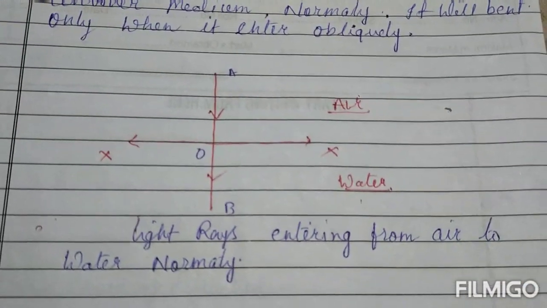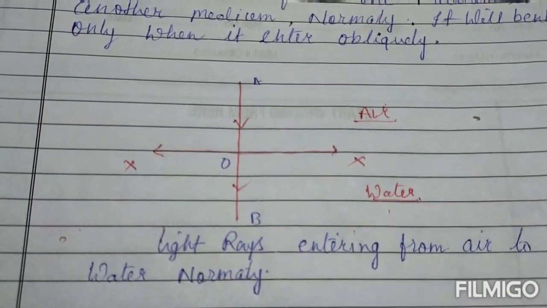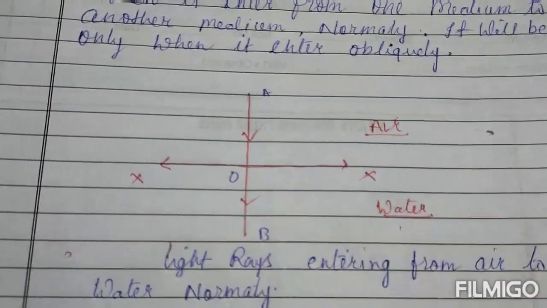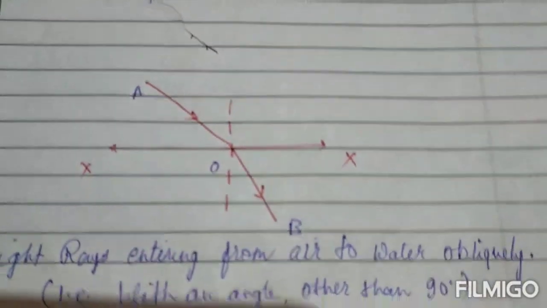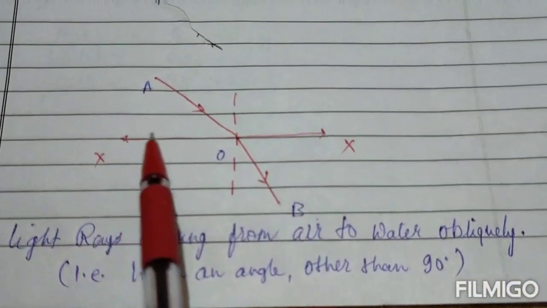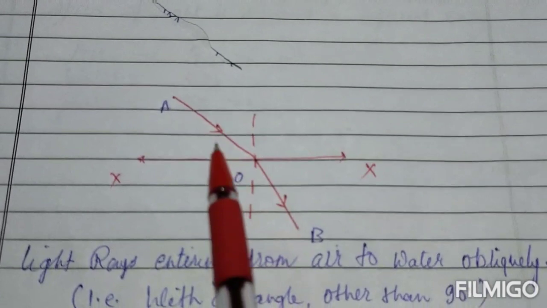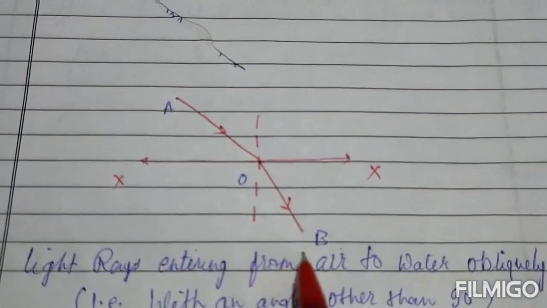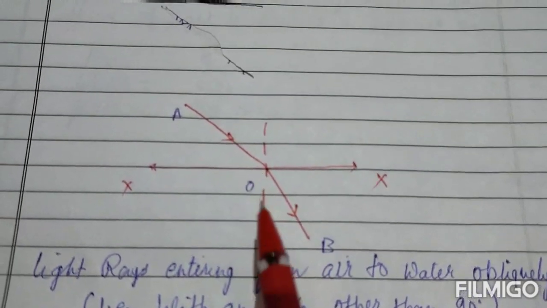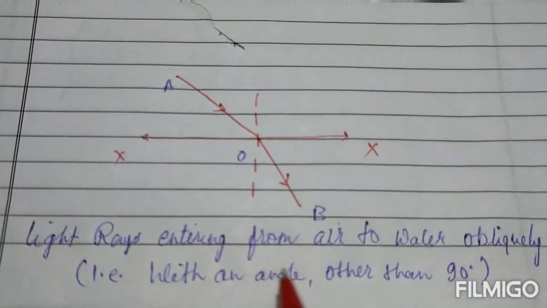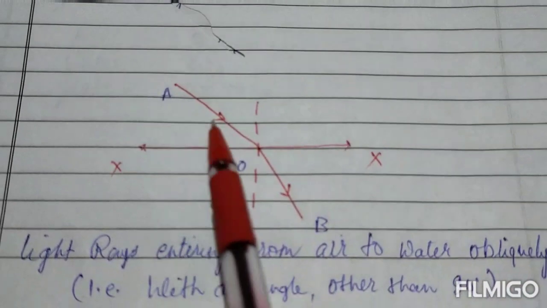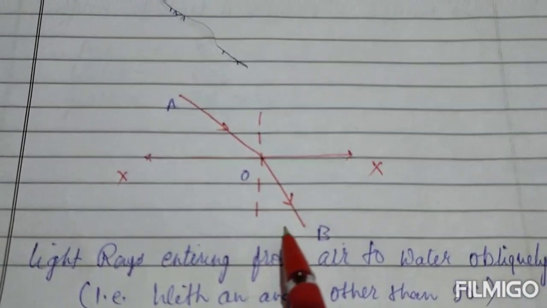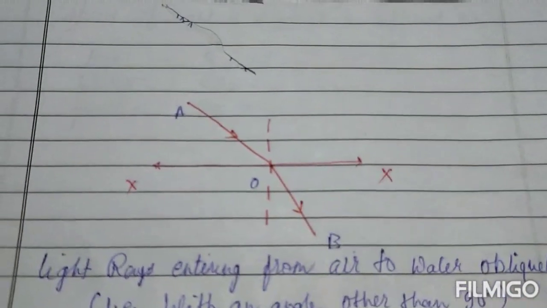So light ray entering from air to water normally, means with an angle of 90 degrees. Light ray entering from one medium to another medium obliquely, that is with an angle other than 90 degrees, then only light will bend. So light ray entering from air to water obliquely is bending. So this is the most important part.